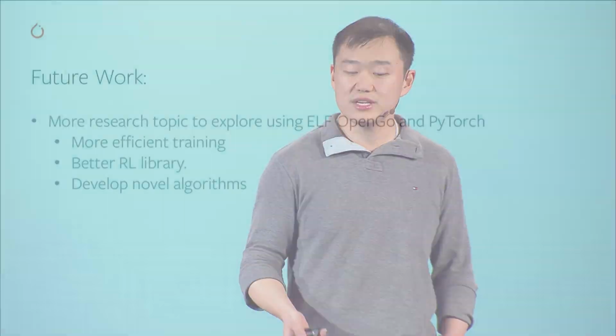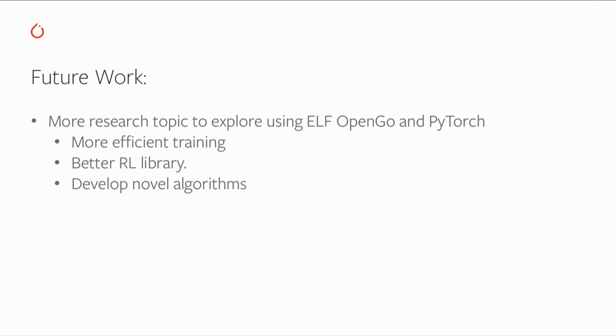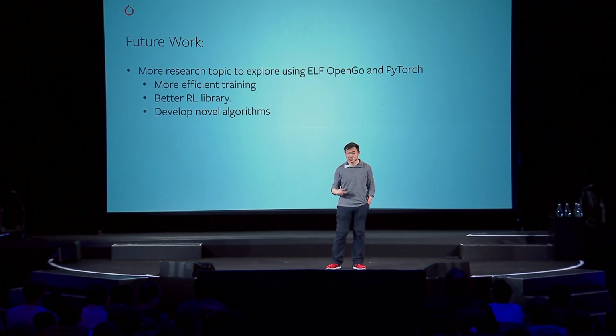OK, so I think I'm going to conclude my talk. There's some future work. For example, we want to work on more research topics to explore using AlphaOpenGo and PyTorch. This includes more efficient training and better reinforcement learning libraries. And maybe in the future, we're going to develop new algorithms that can lead to better and faster training.